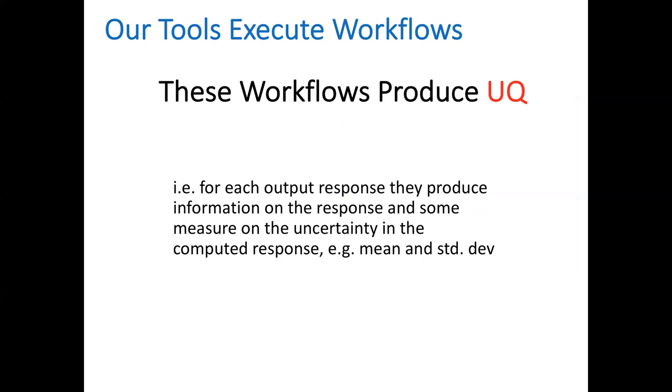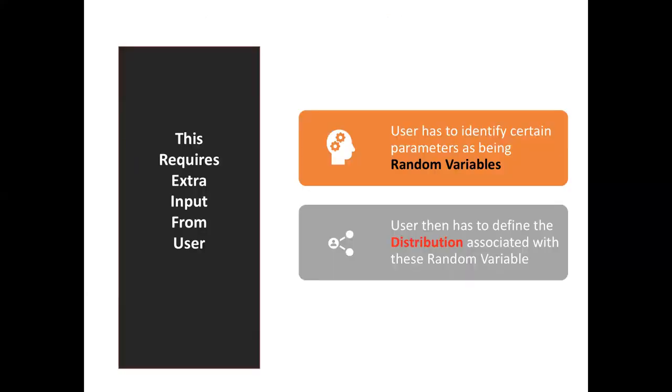Now our tools execute workflows, and these workflows produce UQ. It's something different that we're doing. So when you get your response, we're not giving you single numbers. You have to understand we're going to be giving you mean and standard deviations for all the output quantities. Now, because we're providing these uncertainty quantification measures, this requires more input from you, the user. You have to identify which parameters are random variables, and then you have to do the additional step of assigning distributions to those random variables. So that's additional work you have to do.